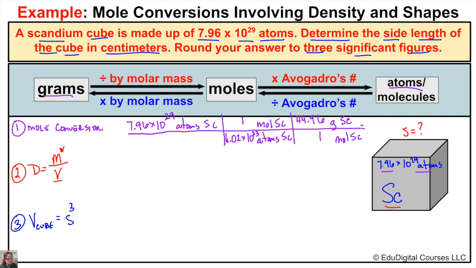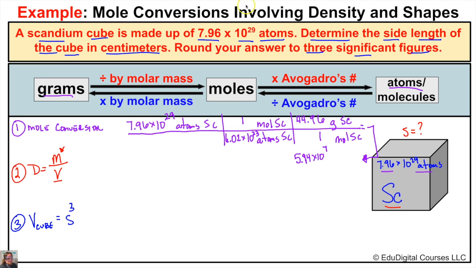So when we take 7.96 times 10 to the 29th divided by 6.02 times 10 to the 23rd times 44.96, we're going to end up with 5.94 times 10 to the 7th.